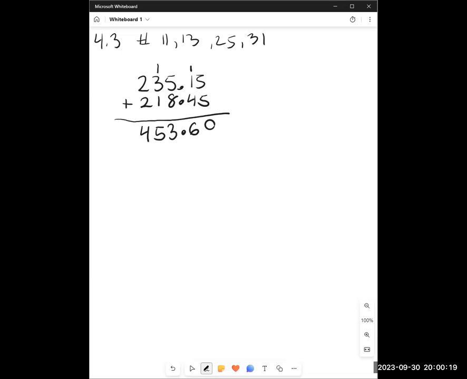So now we're told to estimate by rounding each of the numbers to the nearest 10 and then adding both results. So when we round to the nearest 10, this one is approximately 240. And this one is approximately 220. And when I add them together, I get 460, which is reasonable, right? If we're rounding to the nearest 10, that makes sense. So that was one like number 11.